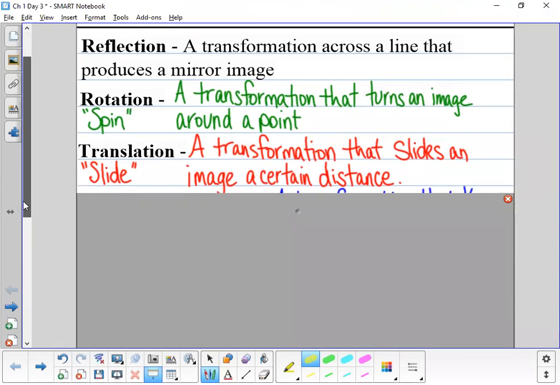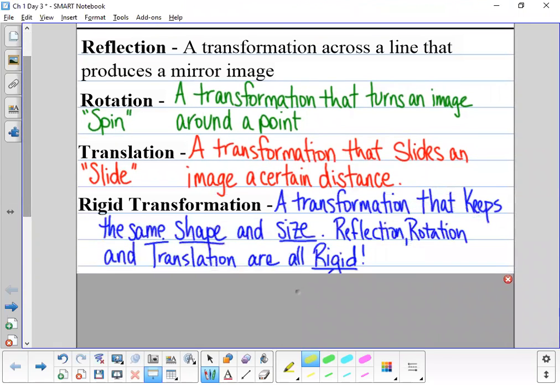And all three of these transformations are examples of what we call rigid transformations. A rigid transformation is a transformation that keeps the same shape and the same size. So it does not change the shape of the image, and it does not change the size of the image. So reflections, rotations, and translations are all rigid.